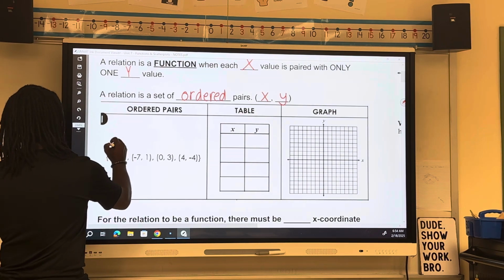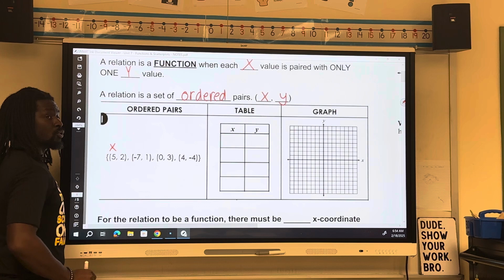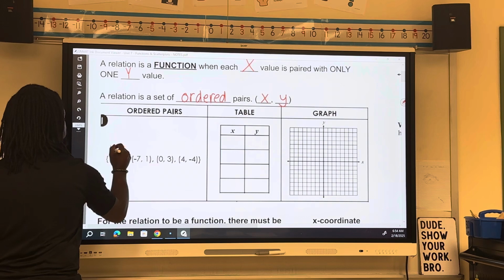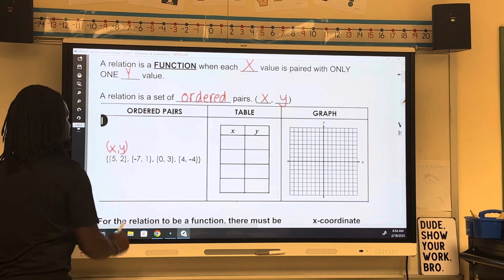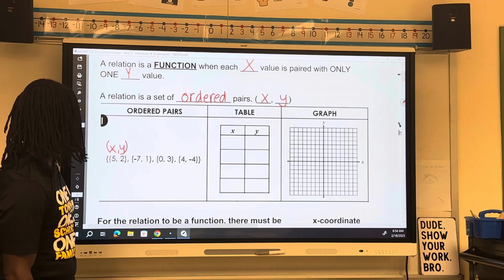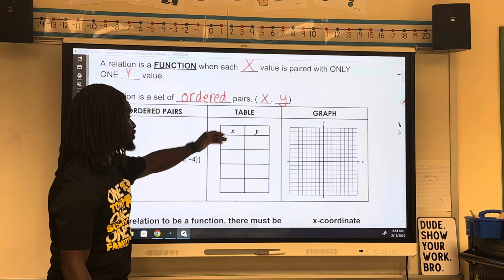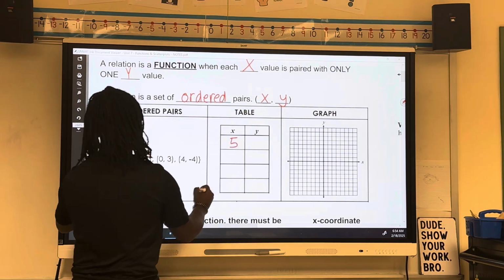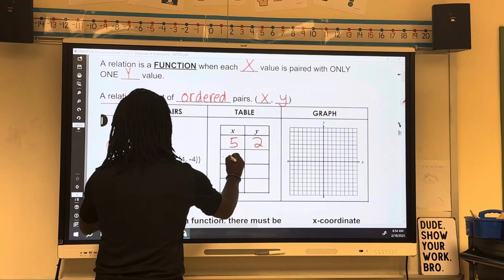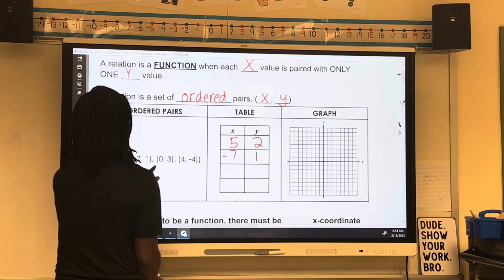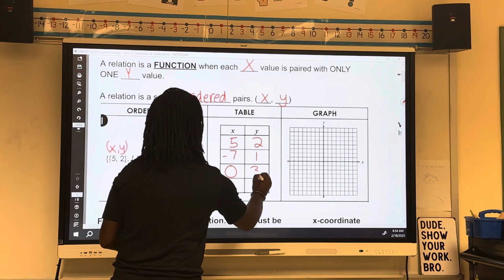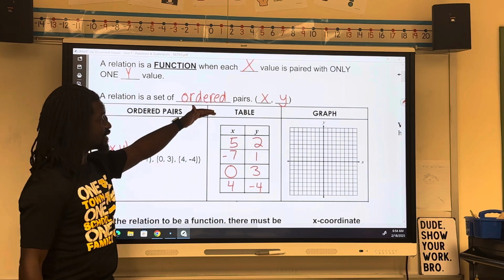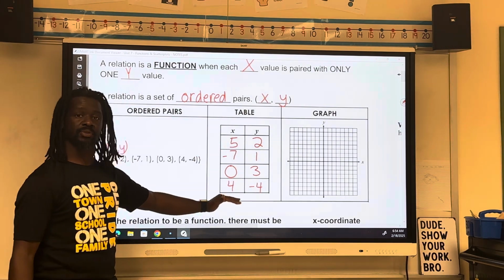And so my ordered pair, the first number in my ordered pair represents the X value. The second one represents the Y value, okay? All right, and so that is the case for my ordered pairs. So I'm going to take this set of ordered pairs and I'm going to create a table. Okay, so when I input 5, I get out 2. When I input -7, I get out 1. When I input 0, I get out 3. When I input 4, I get back -4. Okay, so that is just taking this ordered pair, putting it into a table.